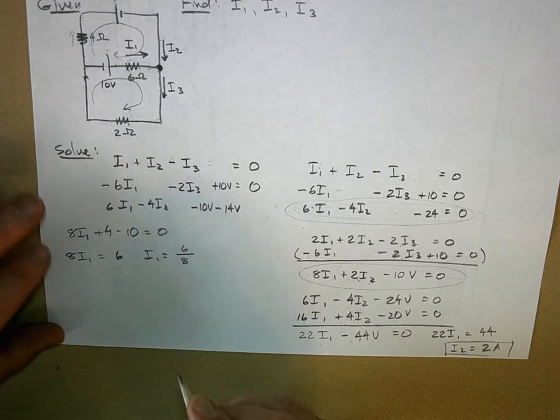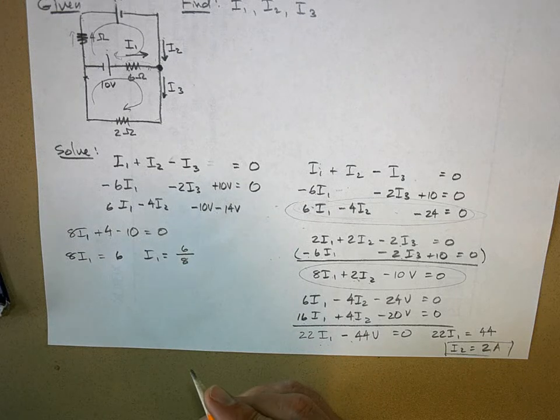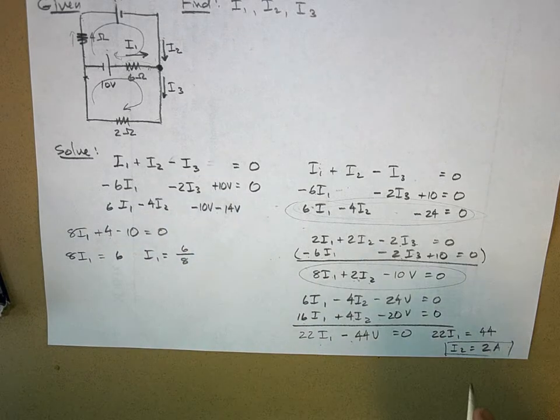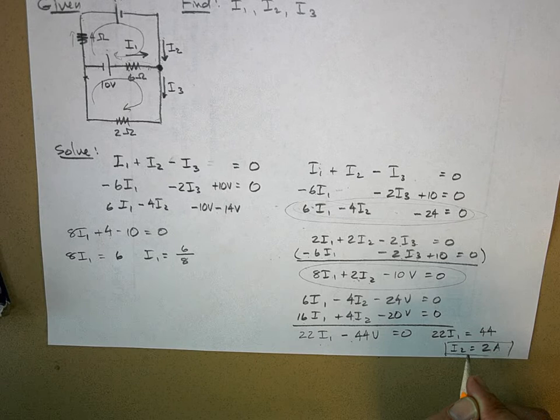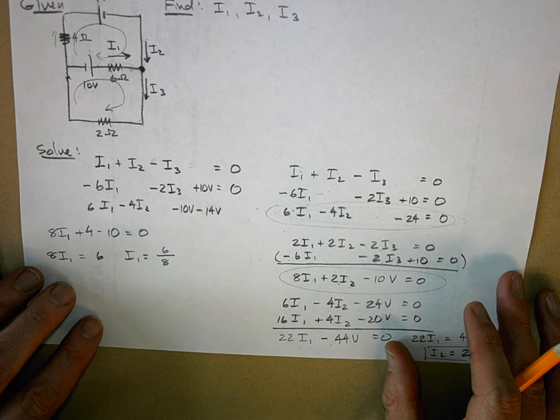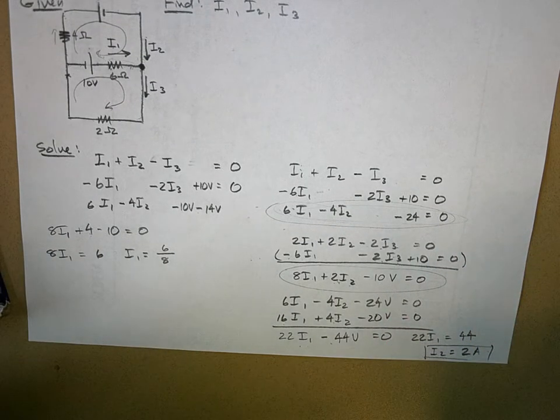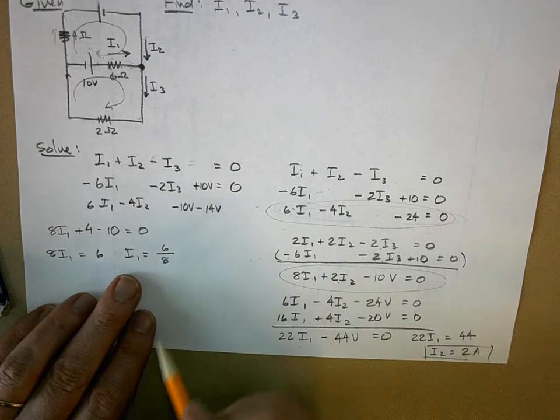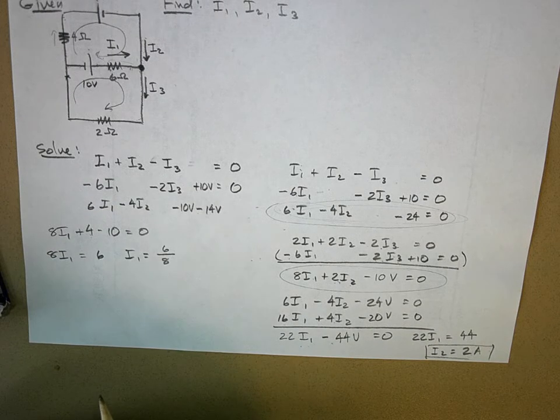Now 6 divided by 8 is, and I think I have the wrong answer. Oh no. No, I2 is 2 amps. No, I1 is 2 amps. And I can't edit these videos. Somewhere I've made a mistake in here. Let's see, what did I do wrong?